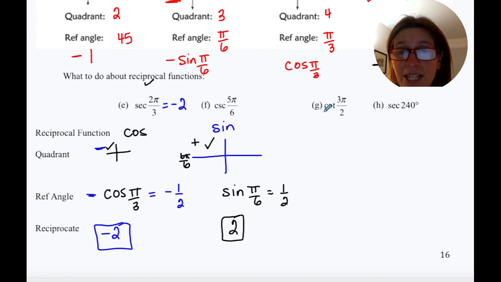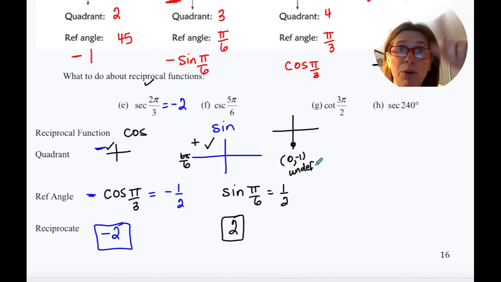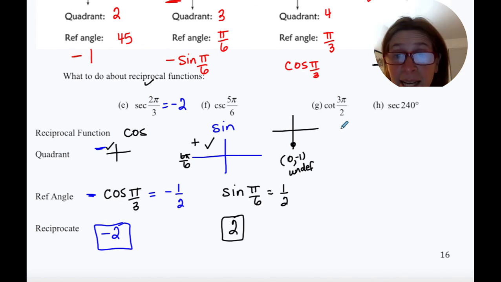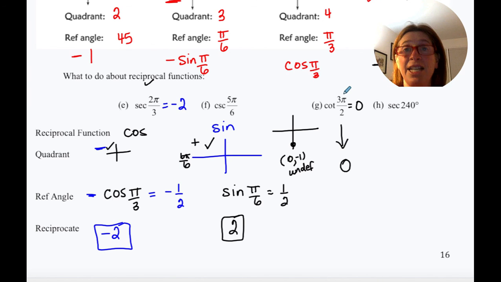All right, cotangent, 3 pi over 2. Ooh, that is a quadrantal right here. Cosine, let's see, so that coordinate point would be 0, -1. This one's a little bit harder. Tangent is undefined here. Okay, so remember, undefined means -1 over 0. So when I reciprocate it, I'm actually going to get 0 over -1, so 0. So the cotangent at 3 pi over 2 is 0. Okay, so remember, where tangent is undefined, cotangent will be 0.